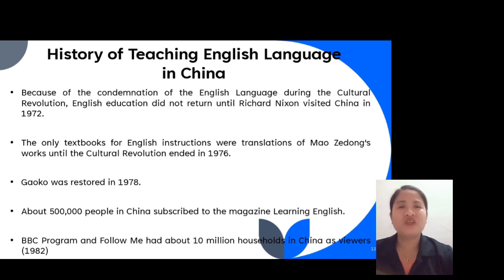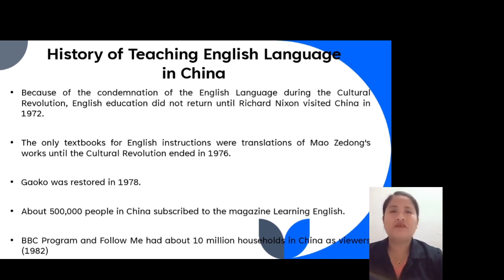Because of the condemnation of the English language during the Cultural Revolution, English education did not return until Richard Nixon, the 37th U.S. President, visited China in 1972. The only textbooks for English instruction were translations of Mao Zedong's works until the Cultural Revolution ended in 1976 and the Gaokao was restored in 1978.